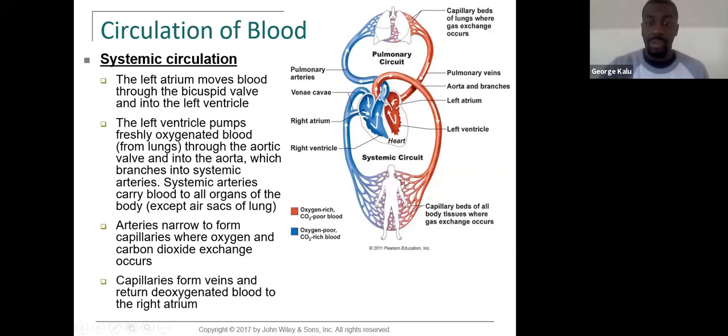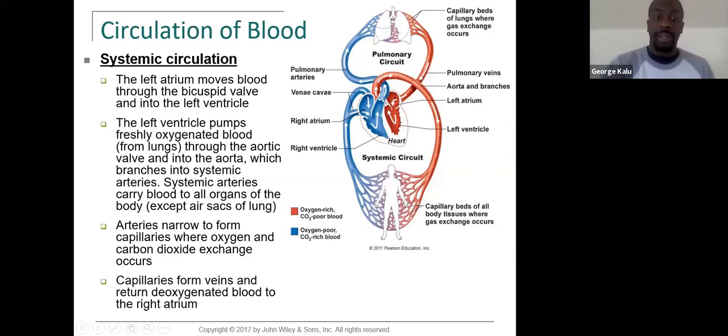Okay. So once they deliver that oxygen to various systems, that blood will then be picking up on carbon dioxide, and so now it's going to be deoxygenated blood. Okay. And then that blood will then return back to the heart through a series of veins, systemic veins, and then get deposited into the right atrium from there. Okay.